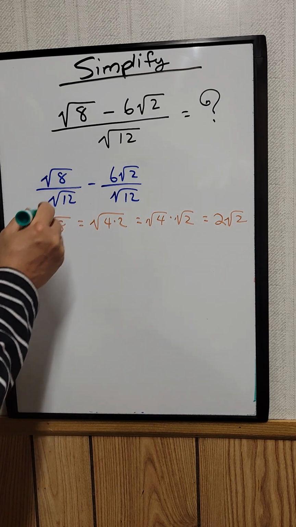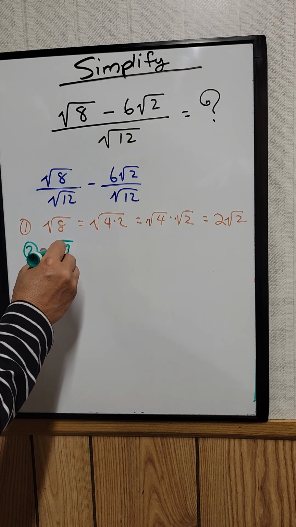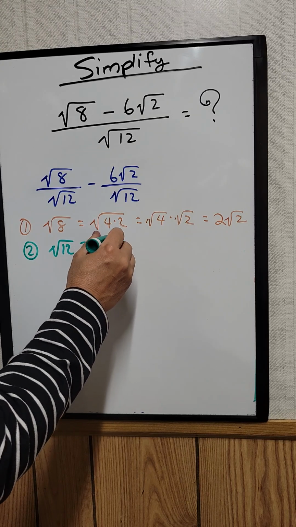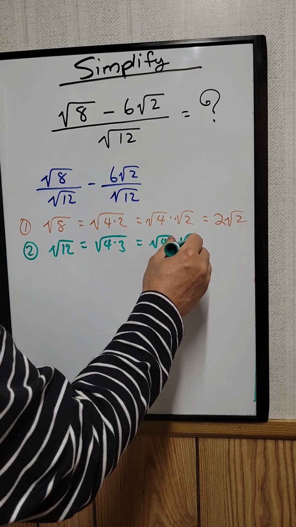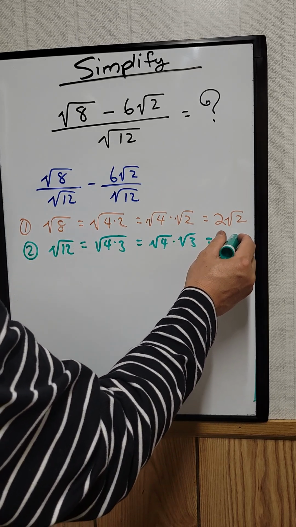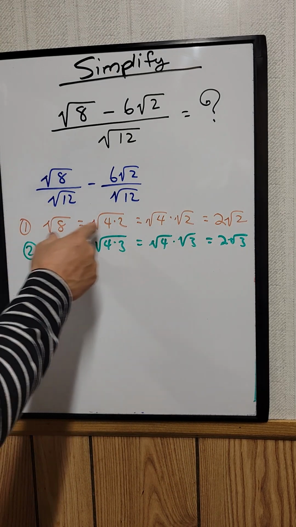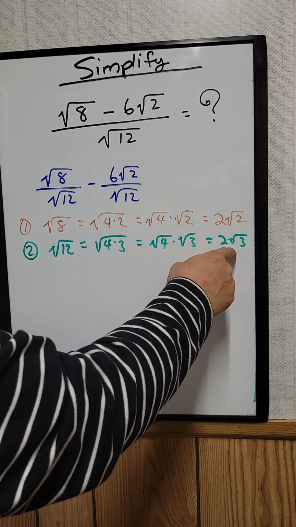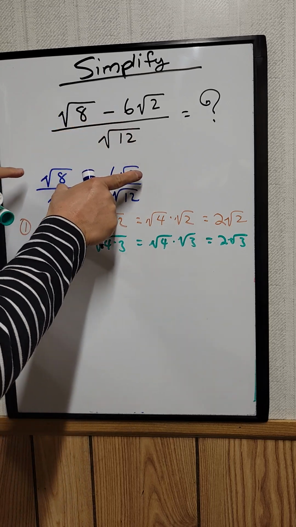And the square root of 12, we break that down again. The square root of 12 is equal to the square root of 4 times 3. Well, that's equal to the square root of 4 times the square root of 3. So the square root of 4 is a perfect square, so it's equal to 2. 2 times the square root of 3. Now we can substitute the square root of 8 with 2 times the square root of 2, and the square root of 12 with 2 times the square root of 3. Okay?